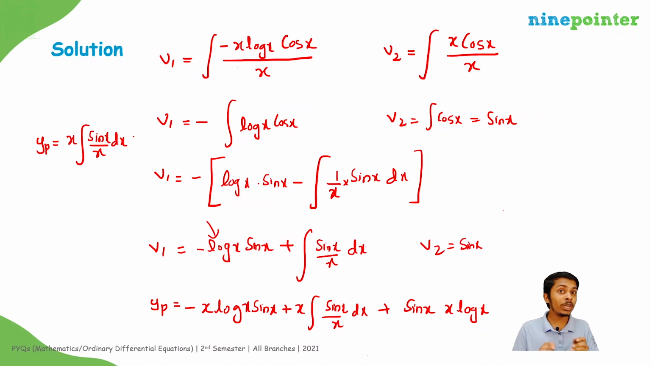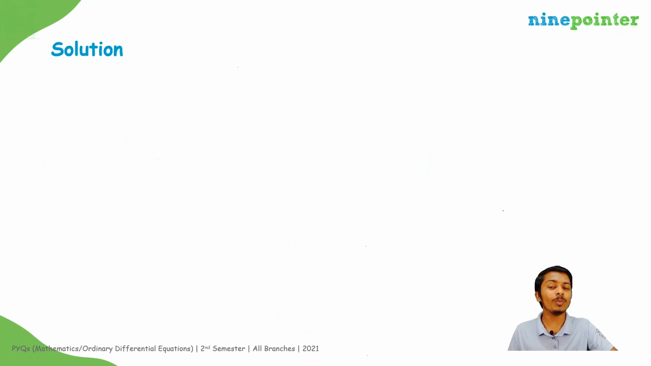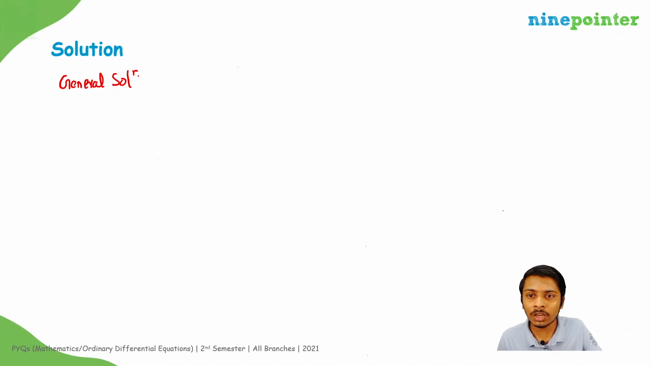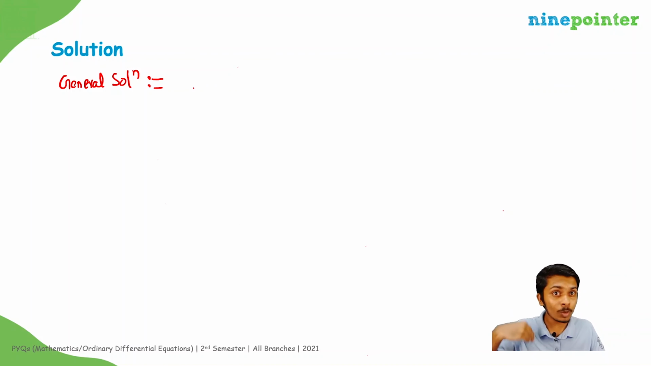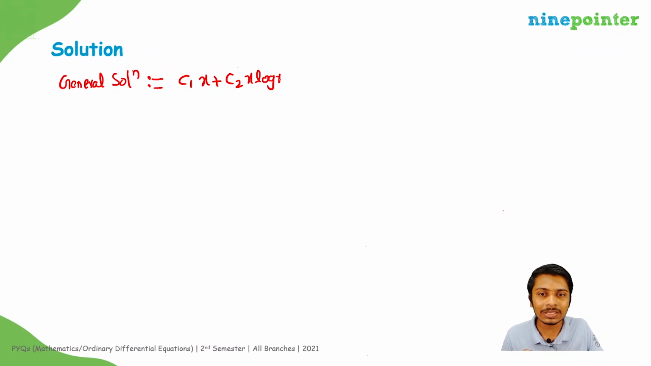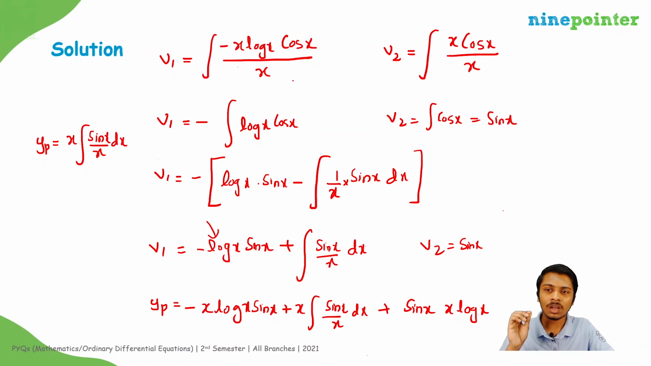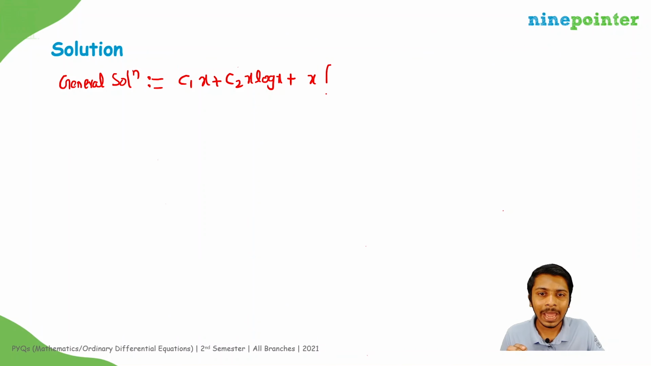So we have got a particular solution of the non-homogeneous equation and a general solution of the homogeneous equation. Now the general solution for the non-homogeneous equation is the general solution of the homogeneous equation plus a particular solution of the non-homogeneous equation. That means our general solution will be c1x plus c2x log x plus the particular solution we got, that is x integral sin x divided by x dx.